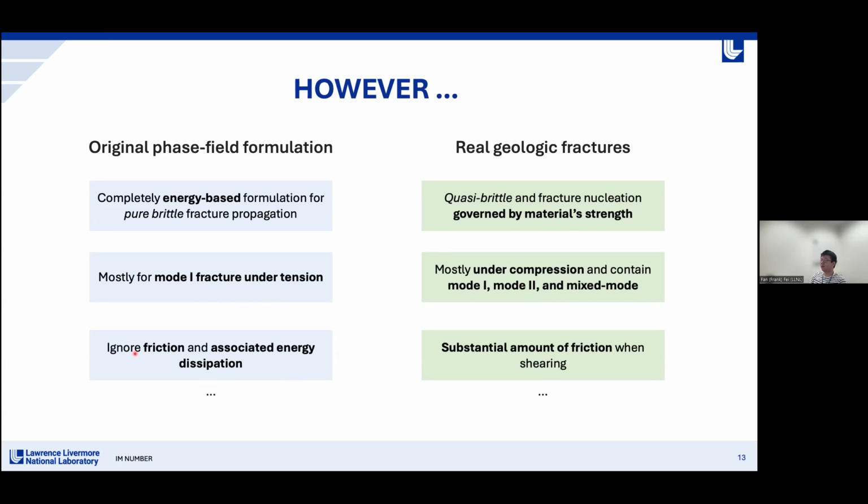Another important part that is missing in many previous phase field studies is that the model didn't account for friction and its associated energy loss. But for geological fractures, there is a substantial amount of friction when under shearing.